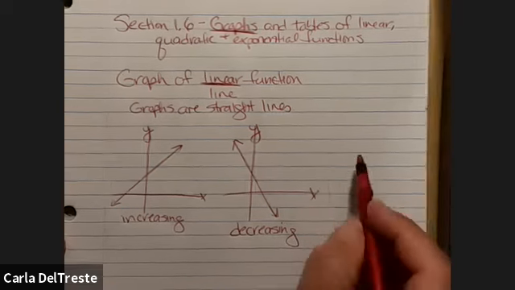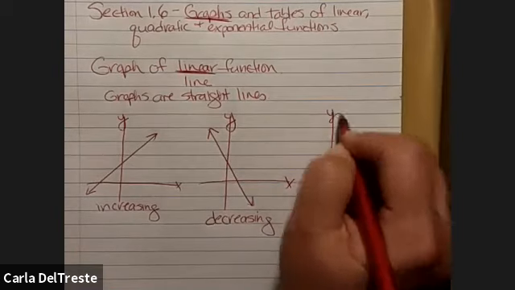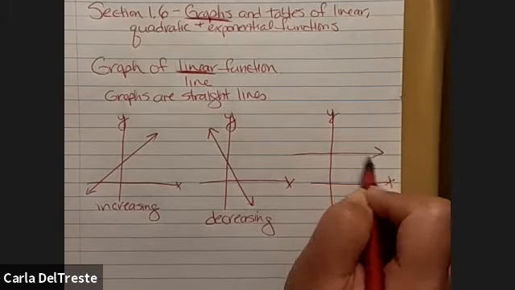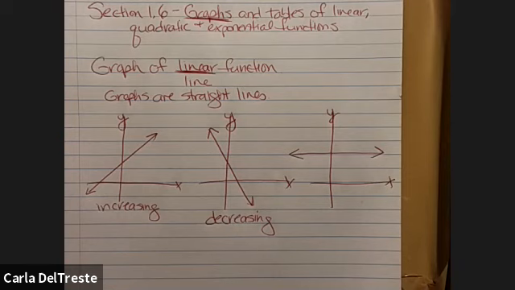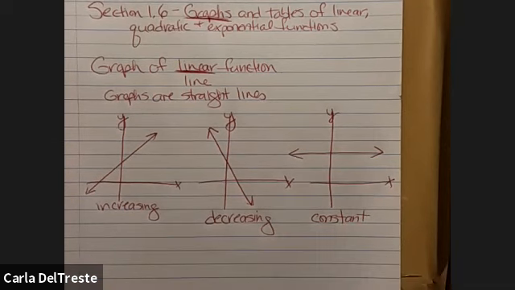And then our third option for a linear function is that we have a horizontal line, or a perfectly flat line, and this would be considered constant. It's not increasing, it's not decreasing, it's just flat. There's no change, so it will be constant.